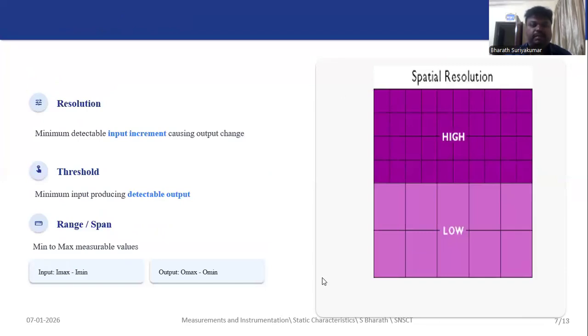Resolution. Minimum detectable input increment causing the output change. What is threshold? Threshold is the minimum input producing detectable output. Range or span is the minimum to maximum measurable value. The resolution is the one which gives a good understanding of the concept.